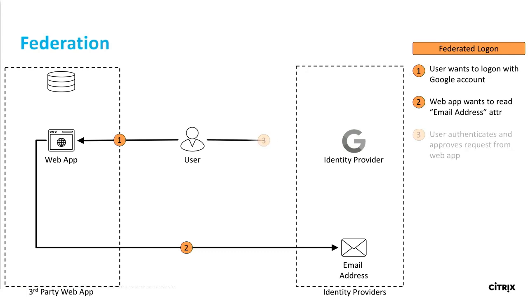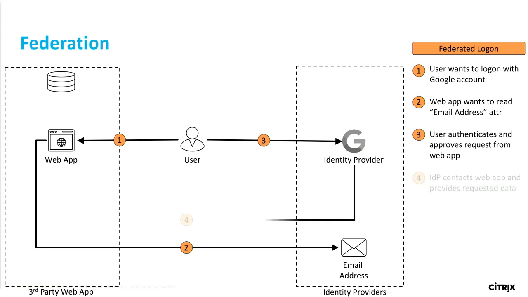Now the next thing that I do as the user is authenticate against the identity provider and approve this request. Again, this is pretty much the same concept as the modern authorization. The user doesn't really know how this is happening. All they see is that they click on sign in and they are asked by Google, do you want to provide access to this information from your account? Yes or no? Now, when I approve this, Google is going to contact the web application back and provide it with all the data that was requested.